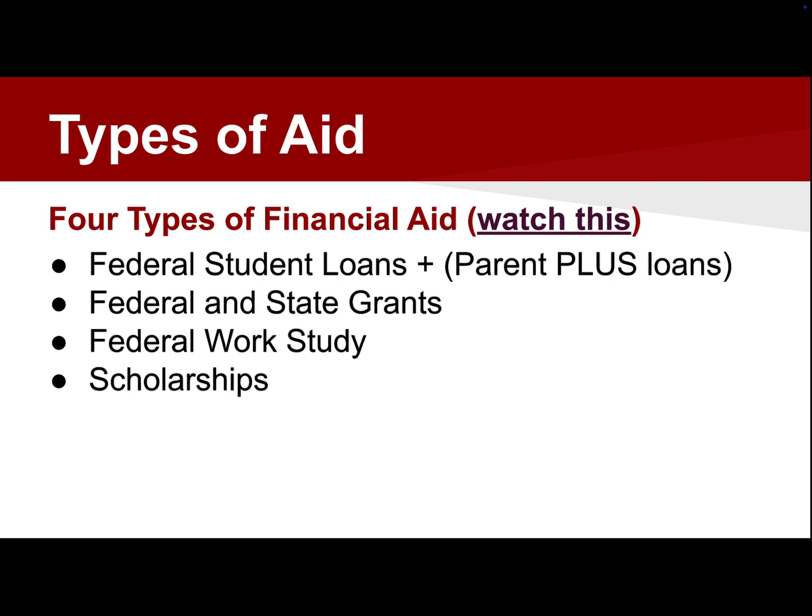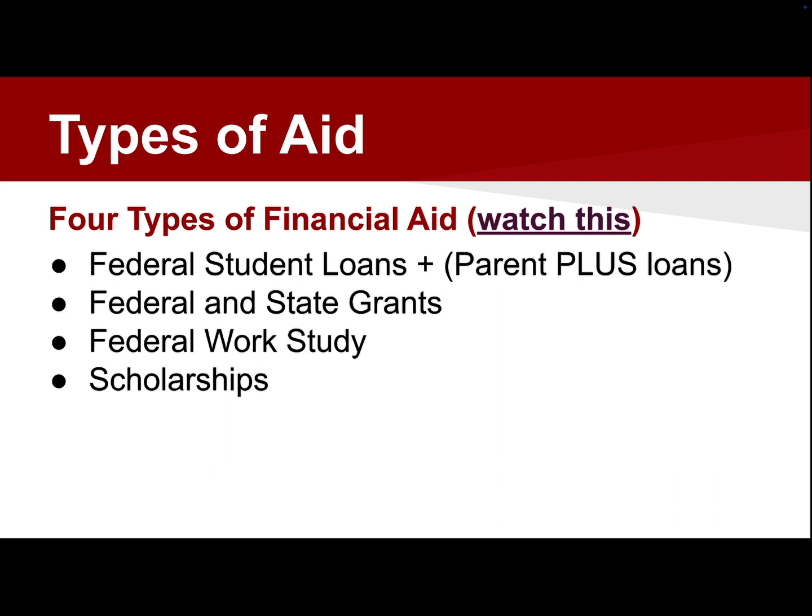Remember that there are 4 types of financial aid. There's a video that you can click to watch. It'll explain those 4 types. The first type are federal student loans. Those are student loans and also Parent PLUS loans. Those are loans that are disbursed by the federal government, usually with lower interest rates and some more consumer protections for you, as opposed to a private loan that you would take out through a bank or another lending institution.